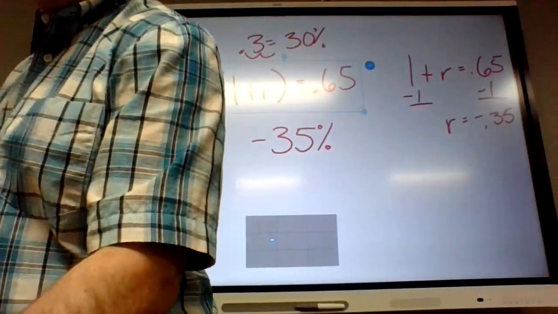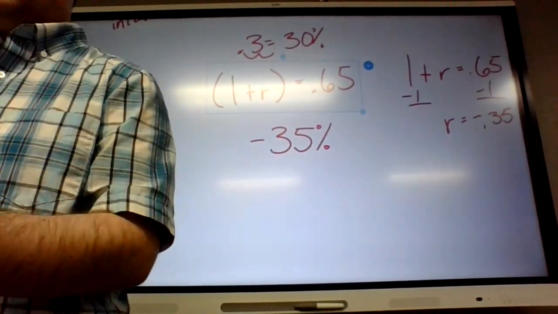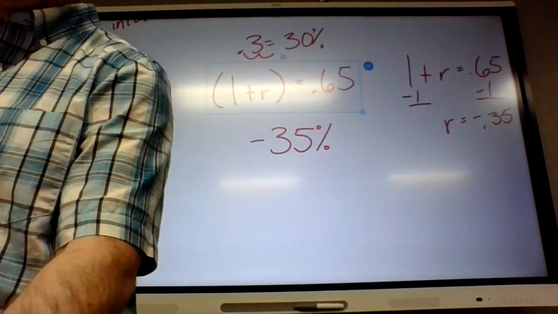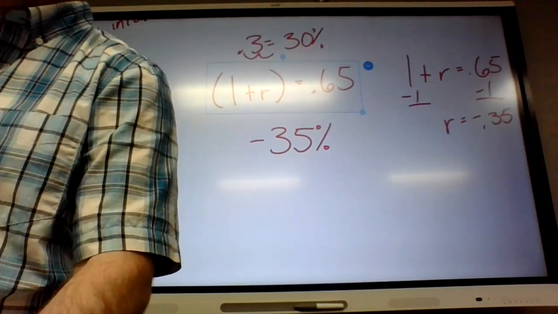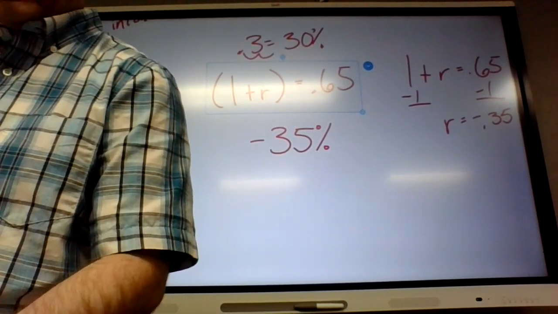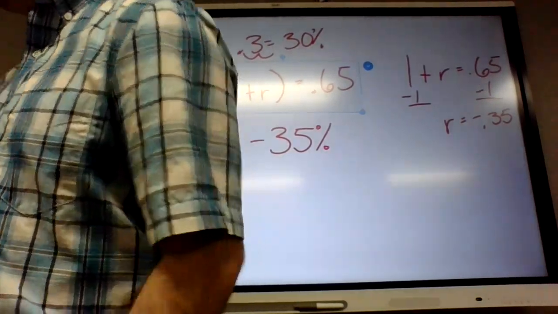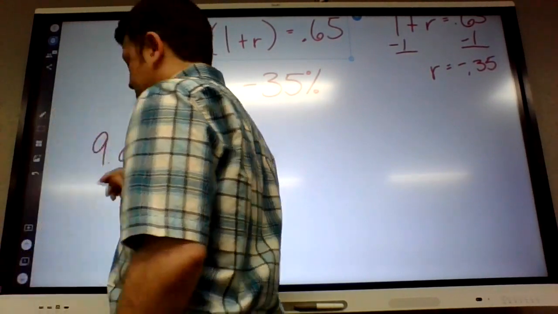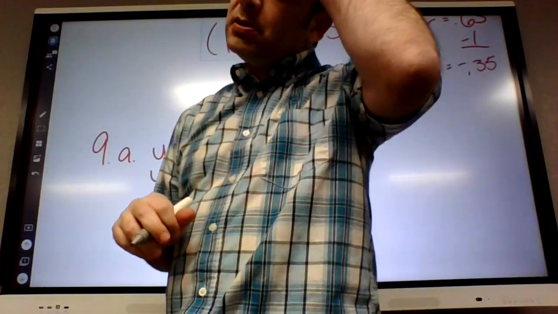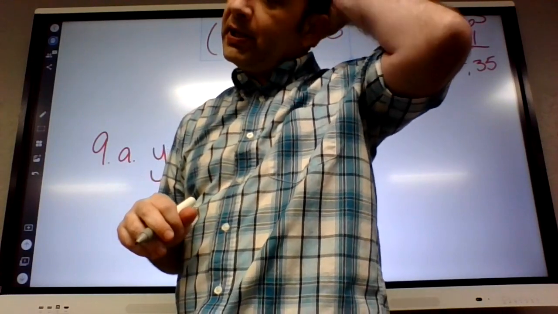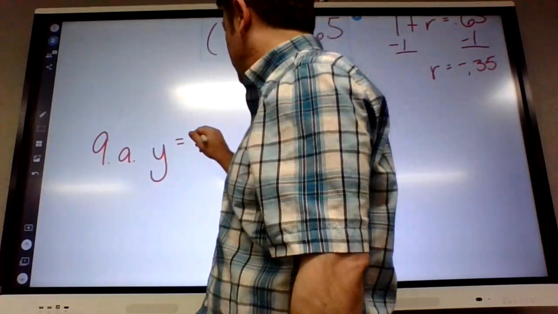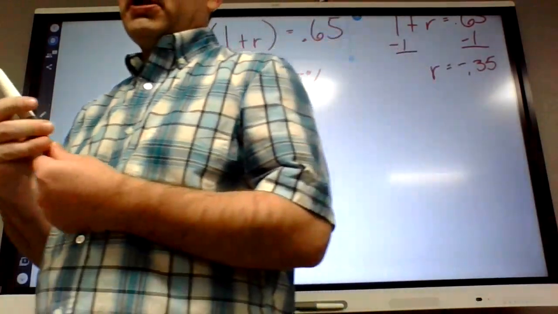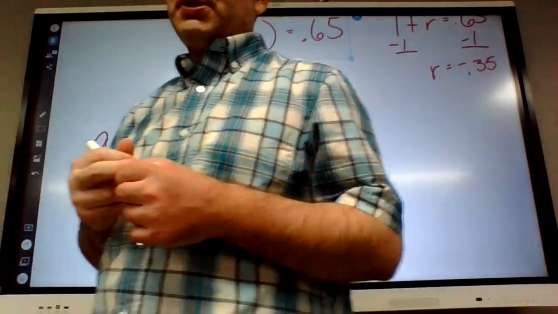All right, so on the back side, we have to write the function ourselves. I'm just going to use y equals, I guess. Number 9, a, y equals. So the charity had an attendance of 500. Where's the 500 go? Right at the start. And in parentheses, it's going to increase by 5% each year.